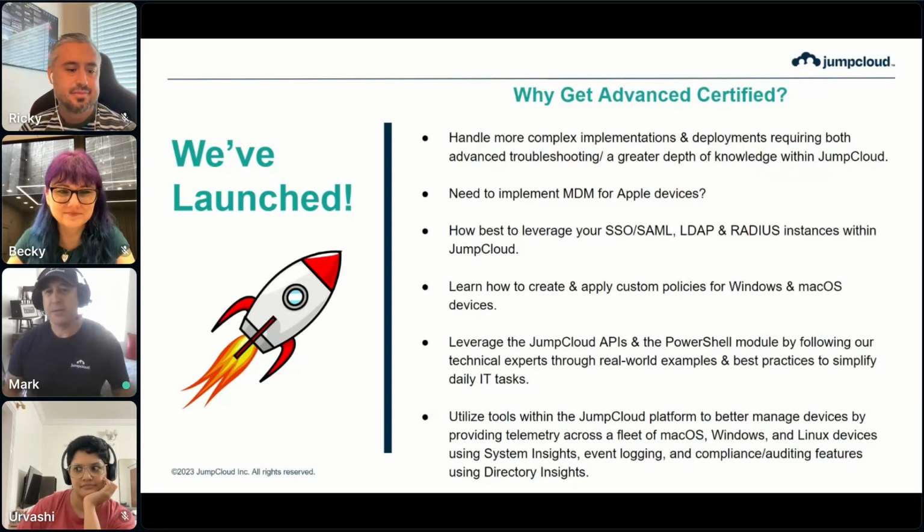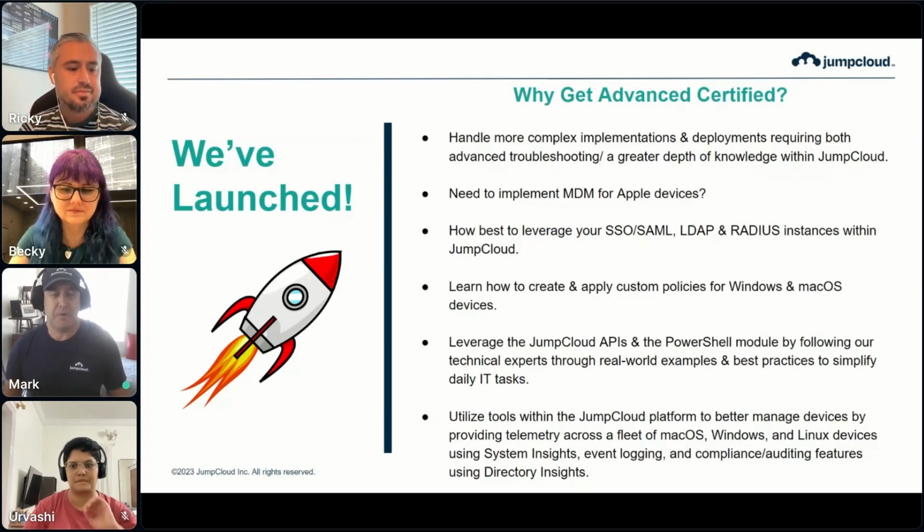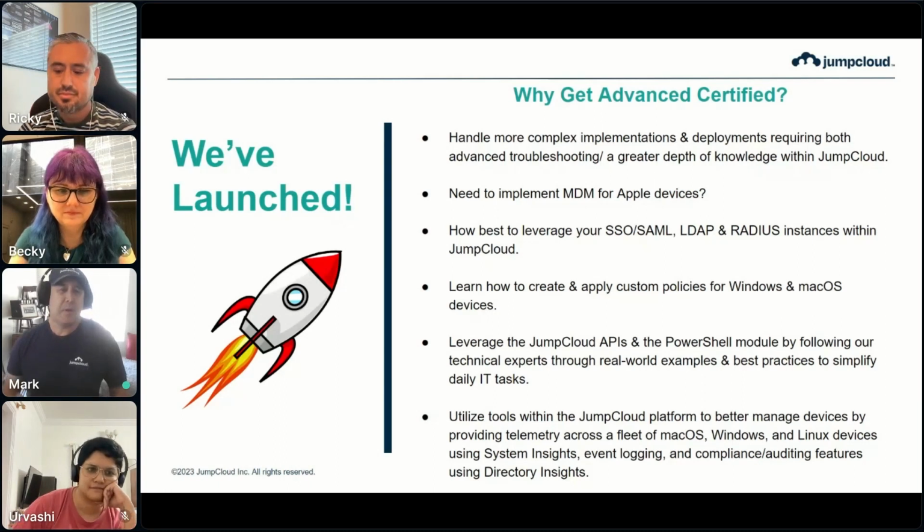So you might be asking yourself, why should I get advanced certified, right? Here are a few reasons: to handle more complex implementations and deployments requiring both advanced troubleshooting skill sets and a greater depth of knowledge within the JumpCloud platform. If you need to implement MDM for Apple devices, including iOS and iPad, this is an excellent curriculum to run through. There are some great courses in the curriculum. We'll talk about those in a little bit.